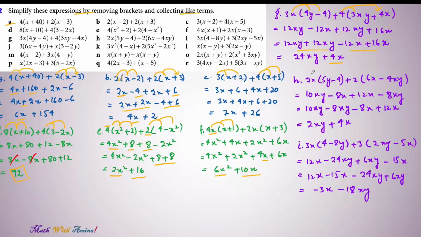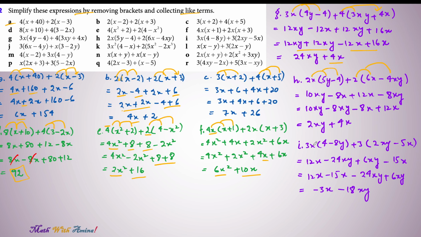Next we have 2x. It gets multiplied with 5x and minus 4. This 2 gets multiplied with 6x and minus 4xy. As a result, we get 10xy minus 8x plus 12x minus 8xy. Combining the like terms, we get 10xy minus 8xy minus 8x plus 12x. Further simplifying them, we get 2xy plus 4x.